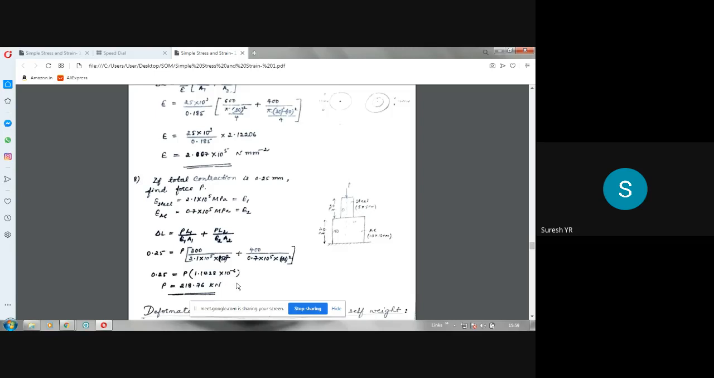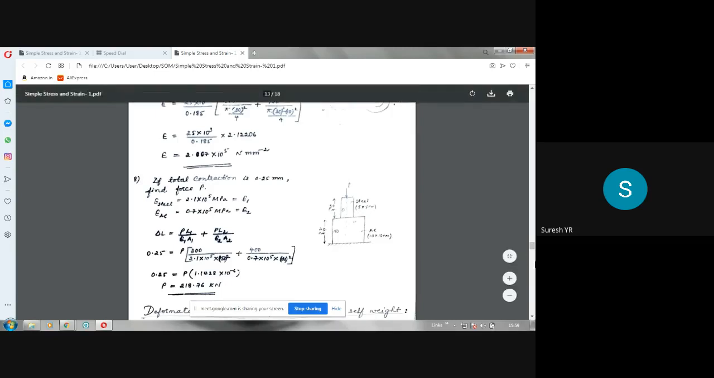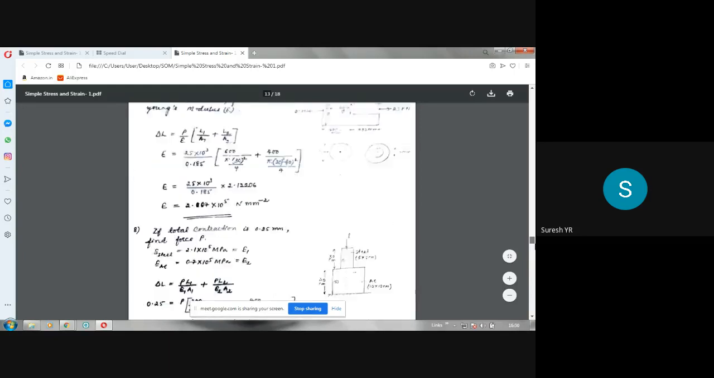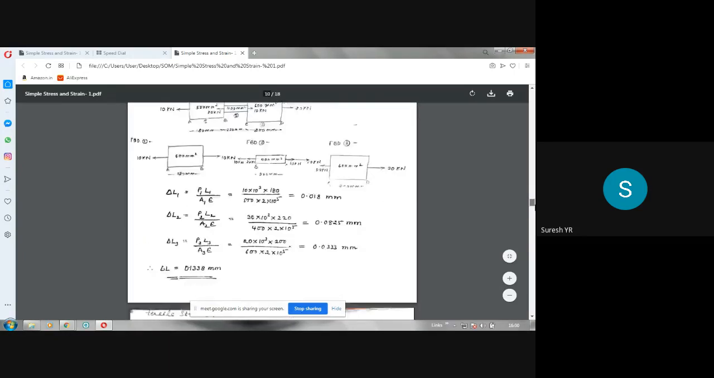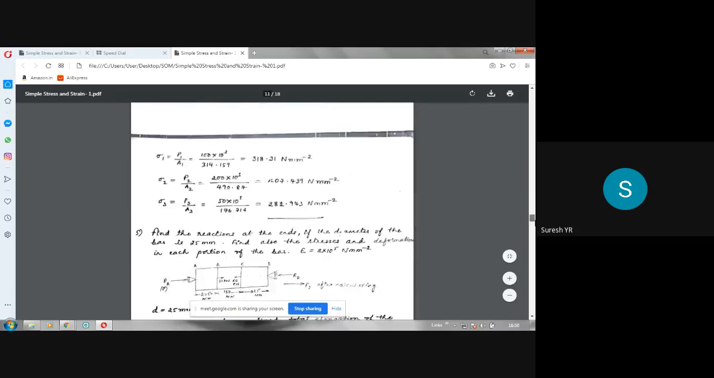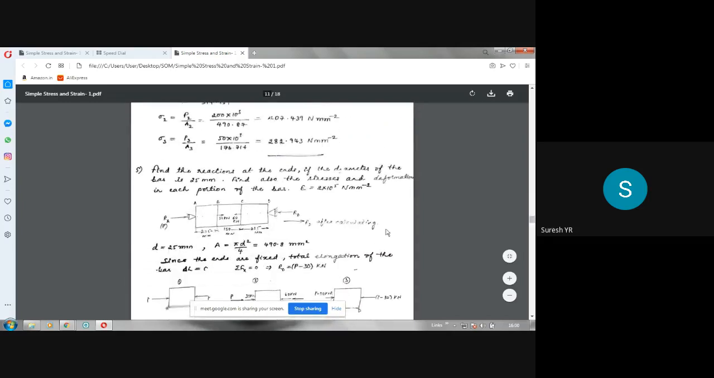So why have I taken different types of problems? Just see the significance of each problem. Today I discussed, I think, four types of problems. One is finding the reaction. This is the first problem I discussed. It is restrained at both the ends, so they have asked to find the reactions. For that, we have to assume one of the reactions as P, and using the equilibrium equation, find out the other reaction in terms of that P.